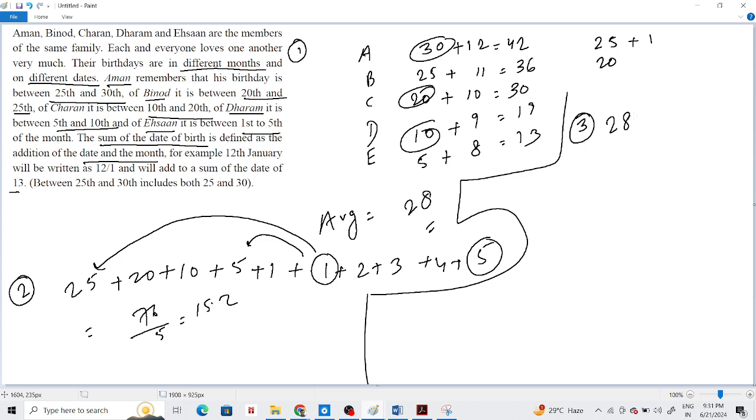Question number 3 is just a repetition of question number 1. सर एक बार रिपीट कीजिए.